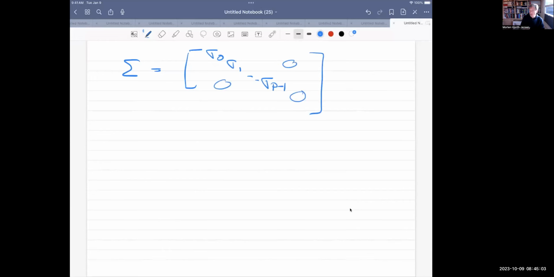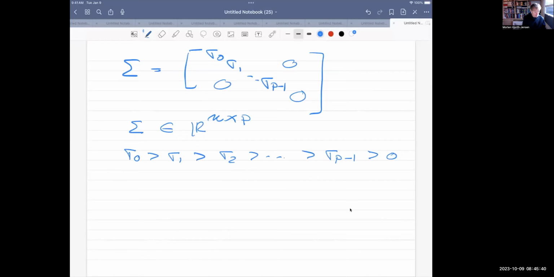So the only matrix elements are along the diagonal. And sigma has a dimensionality of n times p. The rank of the matrix will then be defined by the number of non-zero singular values. So this sigma 0 is normally larger than sigma 1. You can define this sequence of numbers in a different way, and this is larger than sigma p minus 1, which is normally larger than 0. So this is a standard way of setting up this type of problem.